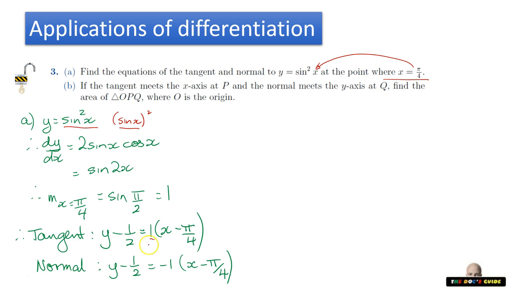We could rearrange this if we wanted to, or if we were given a target, but we'll just leave it like this because we want points of intersection of the axes. Now for the normal, it's y minus y1 equals minus 1 over the reciprocal of that, so minus 1 times x minus pi on 4.